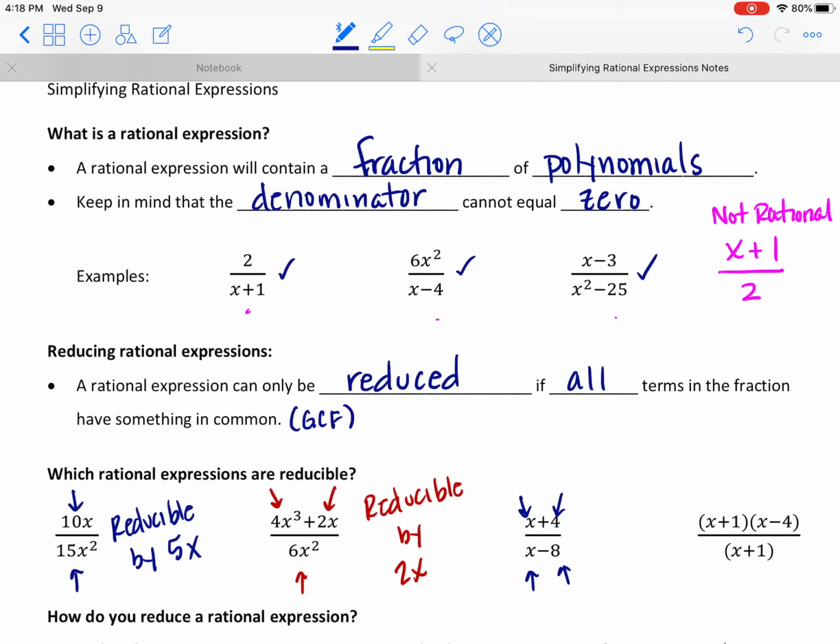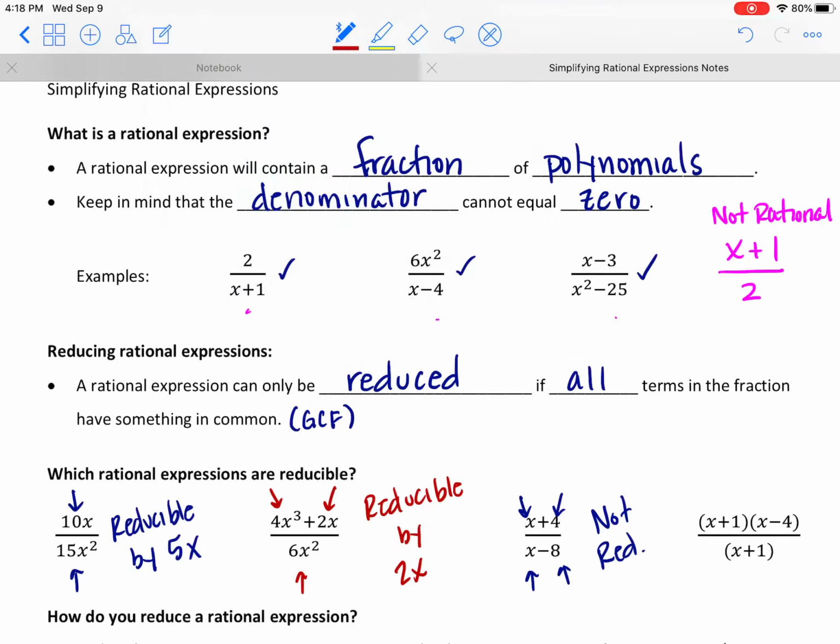Is there something that all 4 of those terms have in common? Well, no, 2 of them have an x, but the other 2 don't. 2 of them have a 4 in common, but the other 2 don't, which means this fraction is not reducible. Not reducible. Okay?